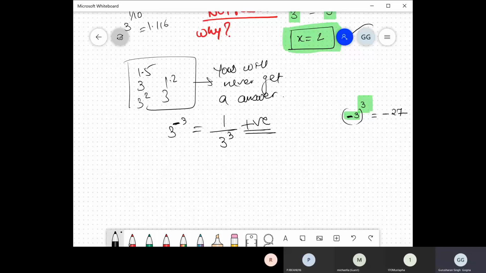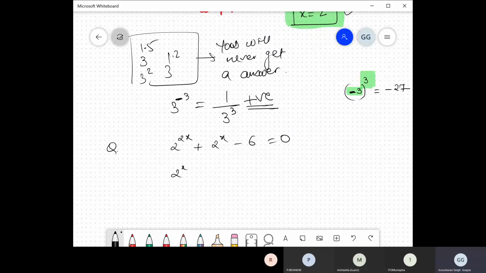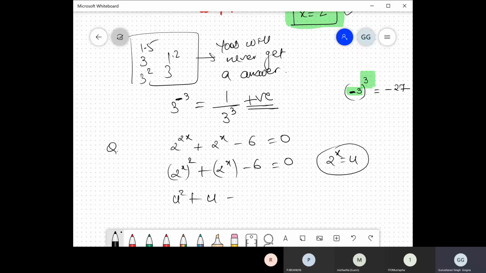Now there is another question, just to show you. Obviously you can try it later. 2 to the power 2x, minus 2 to the power x, minus 6 equal to 0. You can see that this is again a quadratic in 2 to the power x. Separately, you can assume 2 to the power x as u. So this will give you u squared minus u minus 6, and then you can solve this.